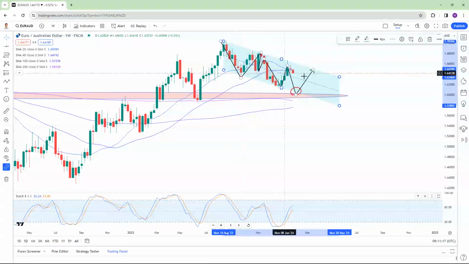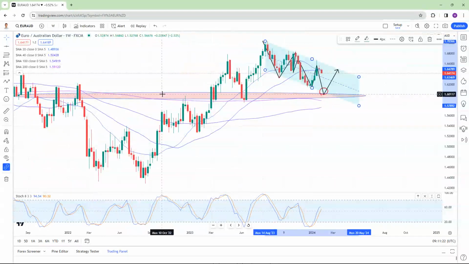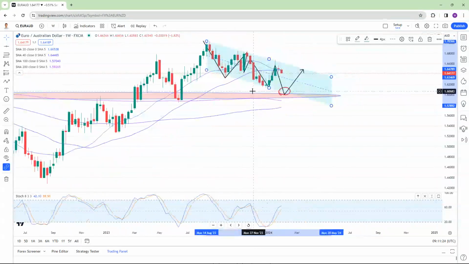So it's all well and good identifying the trend. Yes, step one, you've found the trend. Step two, you've identified support and resistance. But step three is trade management. And if you don't have that, you will struggle.